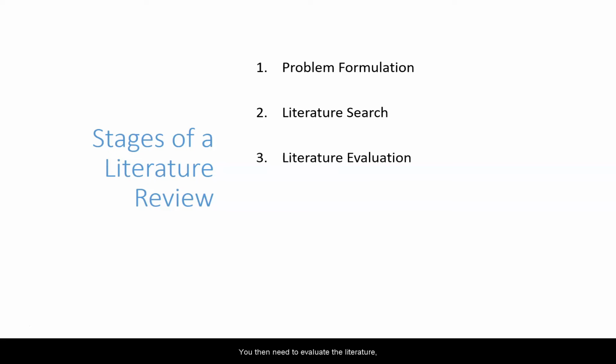You then need to evaluate the literature. So what this means is choosing the evidence that you're going to include in your review from the list of search results you've got. Then we have analysis and interpretation. So this is where you're critiquing the evidence. Analysis means taking apart. So you're looking at this evidence in more detail, interpreting, understanding it, and critiquing it.